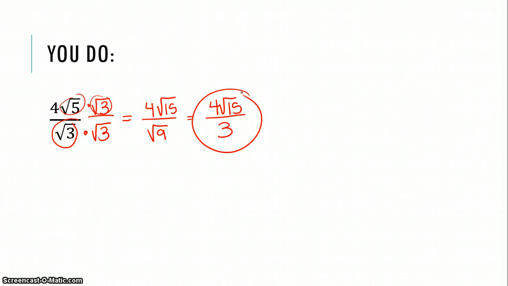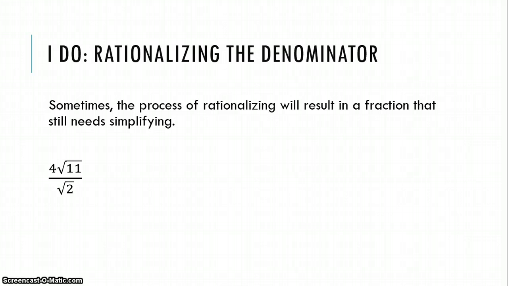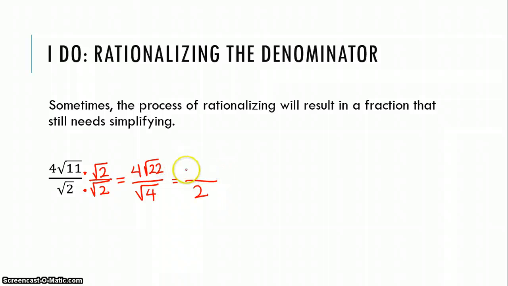Now, of course, there are expansions on this. Sometimes in that process, when we're rationalizing, we're going to need to simplify our expression further after we do the rationalizing. So in this case, if I'm rationalizing, I need a root 2 on numerator and denominator so that the denominator becomes root 4, which is 2. When I multiply in the numerator, I get 4 root 22 now.